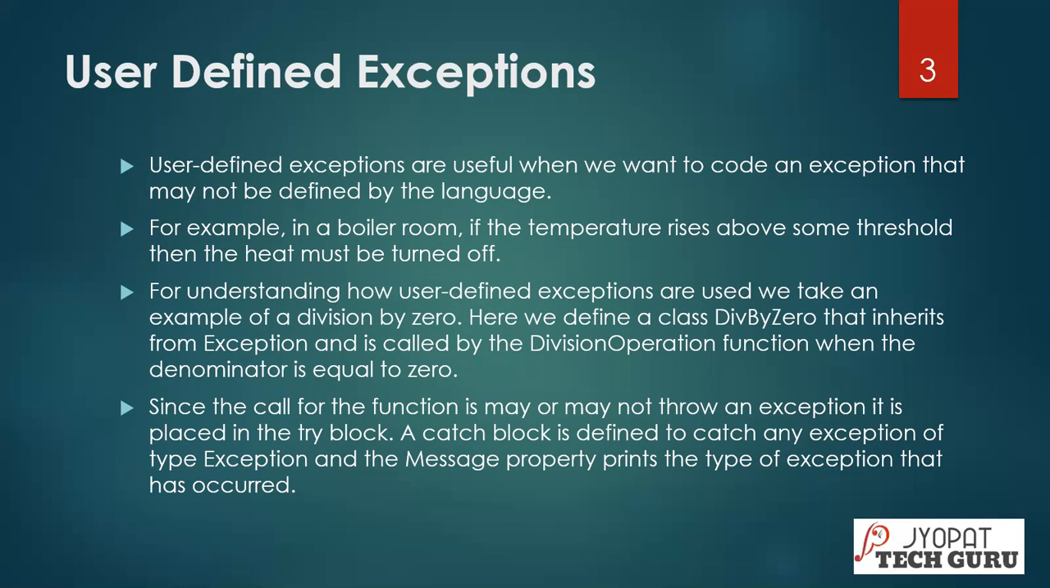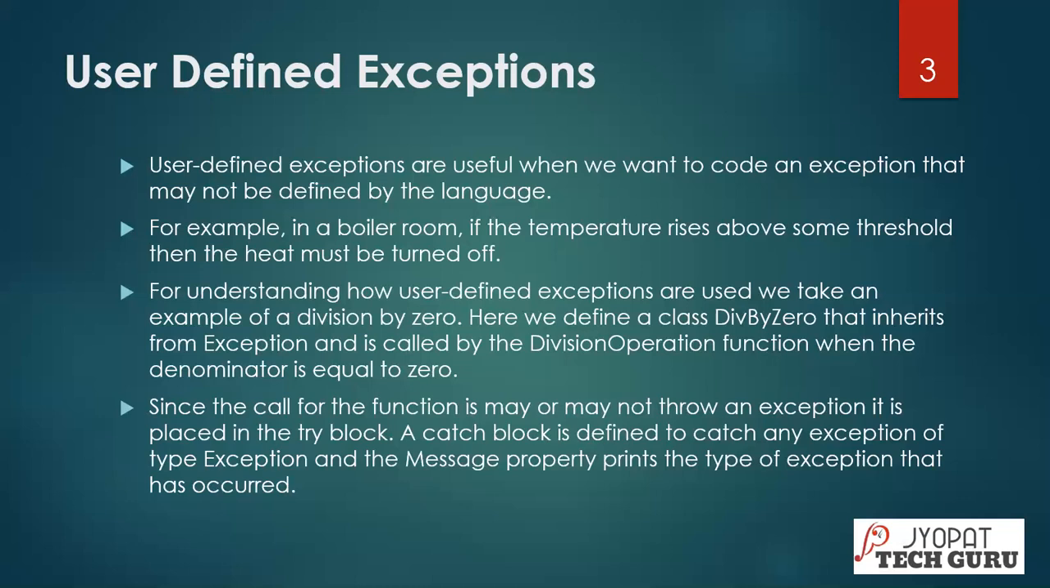Of course, for divide by zero we already have a class in the exceptions, but now we are going to write a program wherein we are writing our own division by zero class. So how can we write that? With the help of the exception class. Here we define a class DivByZero that inherits from Exception and is called by the division operation function when the denominator is equal to zero.